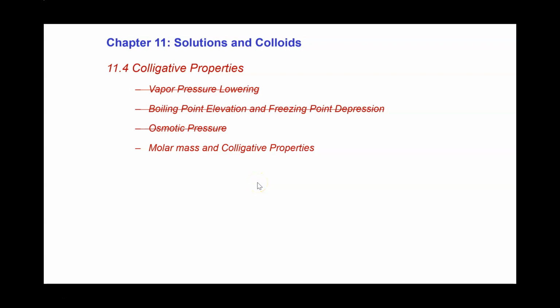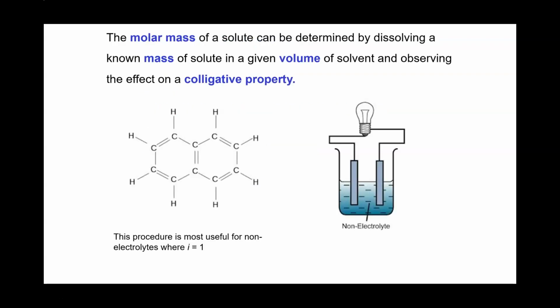One of the reasons why it's really important to measure the colligative property of a solution is that we can use it to determine the molar mass of a solute. The molar mass of a solute can be determined by dissolving a known mass of a solute in a given volume of solvent and then observing the effect on one of the colligative properties.